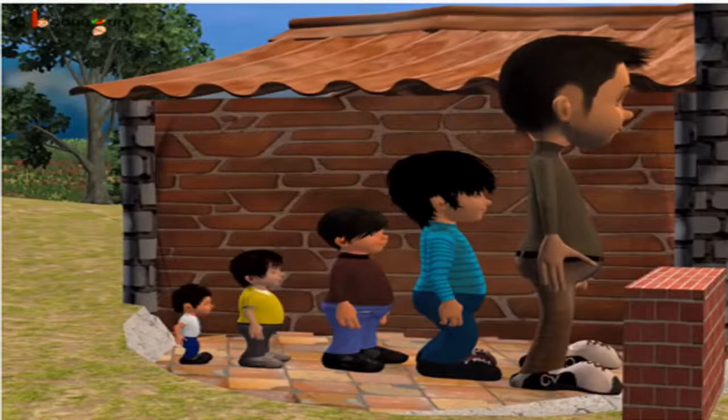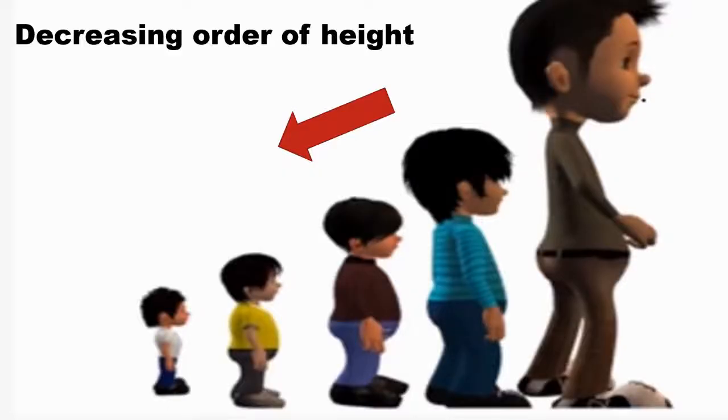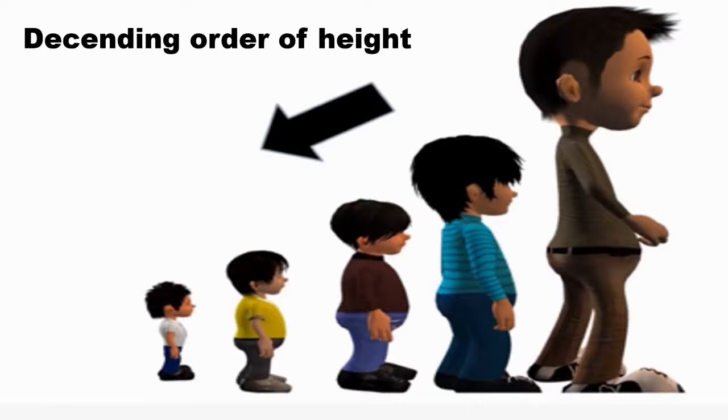Look, where did the children hide? Well, the children with the shorter height stand behind the tallest boy. So, they are not seen by the naughty boy. So, the children stood in the order of decreasing height, tallest to the shortest. We can say they stood in the descending order of height. Right, children?